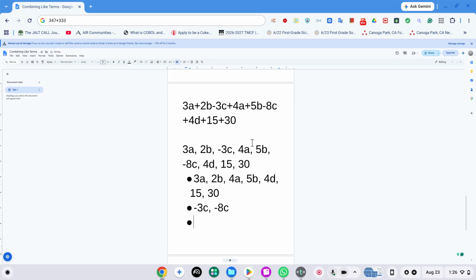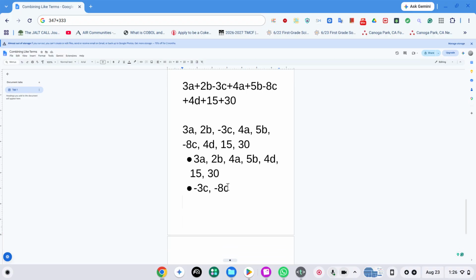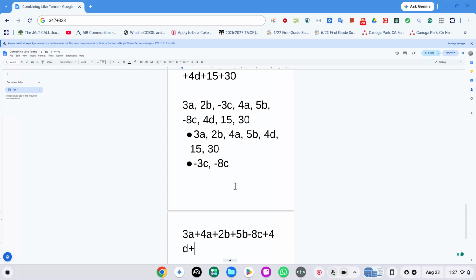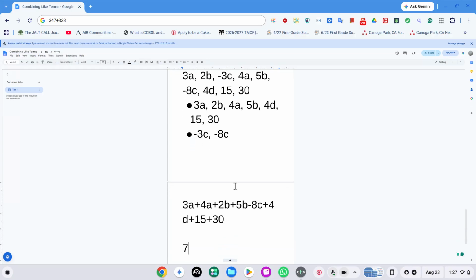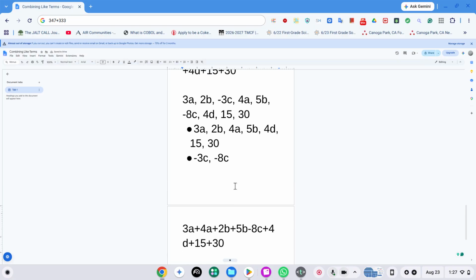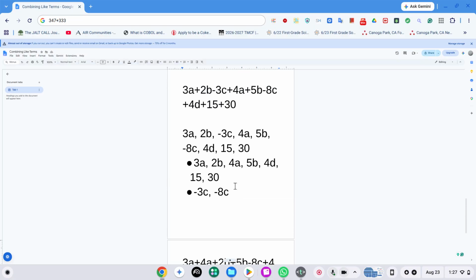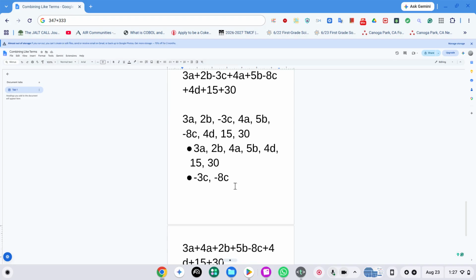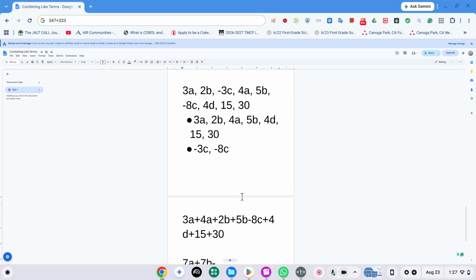So now we really got to rearrange this left to right, coefficients to constants. So here we go. 3a plus 4a plus 2b plus 5b minus 3c minus 8c plus 40 plus 15 plus 30. So we have 7a plus 7b minus 11c.